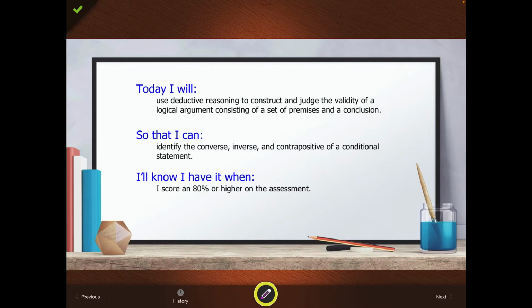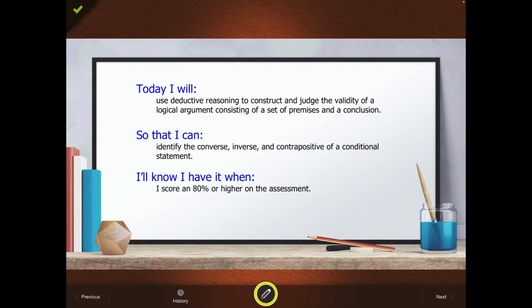Can anyone tell me what the hypothesis, where do we locate the hypothesis? Luther. Awesome, absolutely. The hypothesis comes after the word if, and symbolically, we represent the hypothesis with the letter P. Very good. What about the conclusion? Where do we find the conclusion in our sentence? Micah. Absolutely. The conclusion comes after the word then.